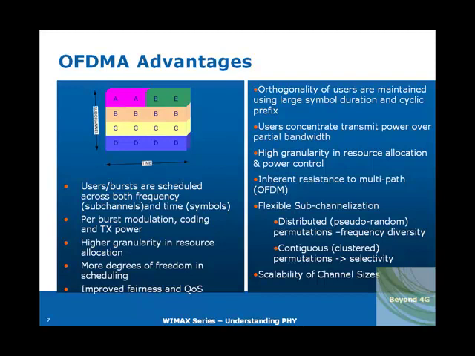One of them is called distributed pseudo-random permutation, another is called contiguous permutation, which is called selectivity based permutation, and OFDMA is scalable to different channel sizes.